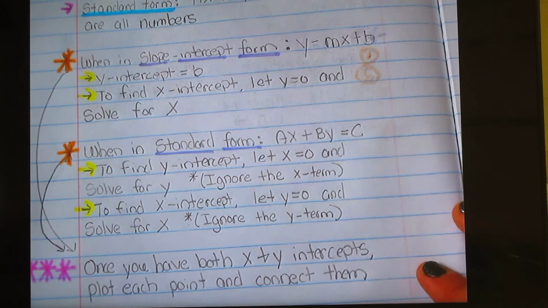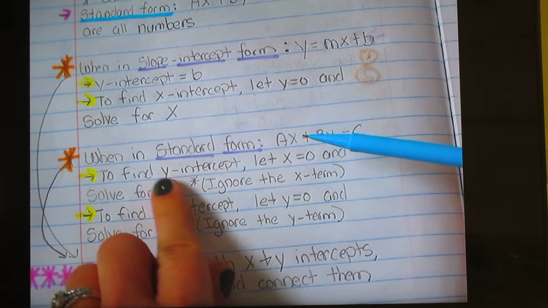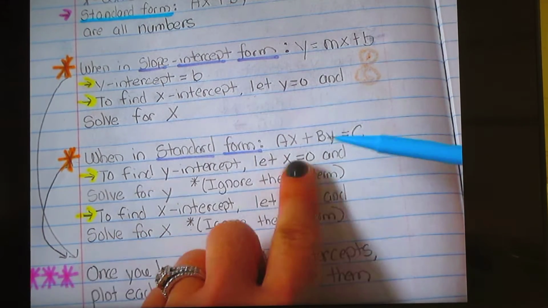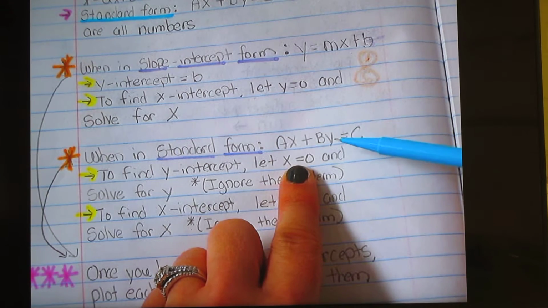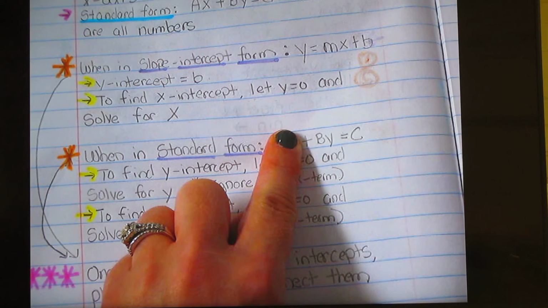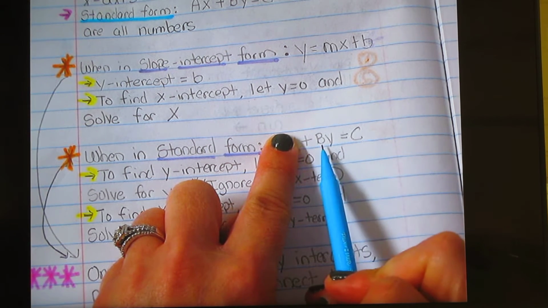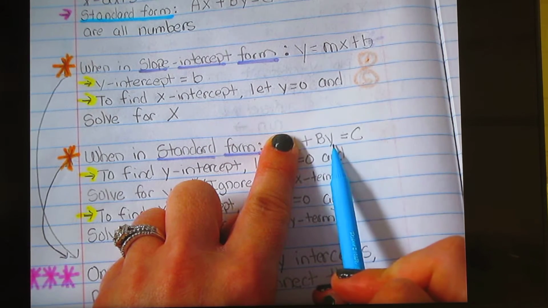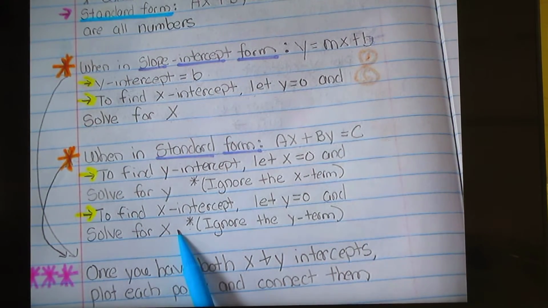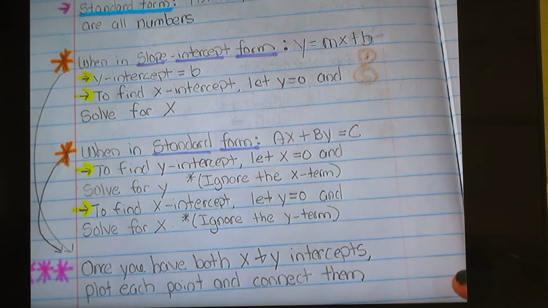Now, when it's in standard form, you have to find both the x and y-intercept. So, to find the y-intercept, I let x equal 0 and solve for y. But y'all, if I do that, that's going to be 0 times x. So that term just goes away. So we get to ignore that term and just simply divide out by this b to solve for my y. Okay? Likewise with my x-intercept. This will all make sense a little later once we start graphing.